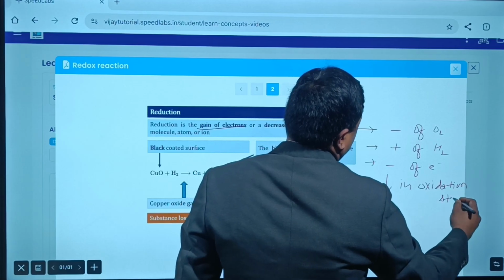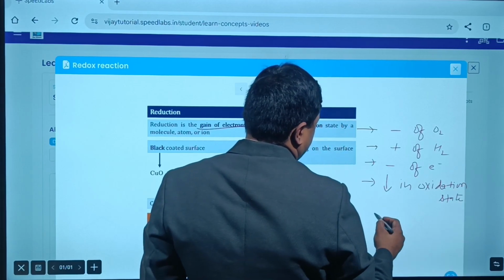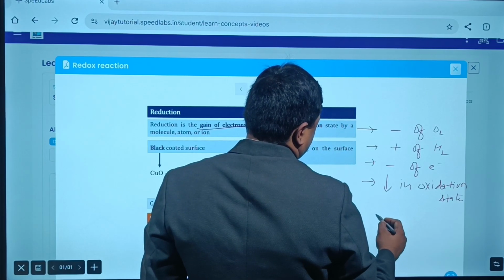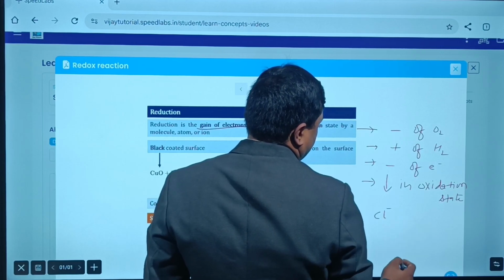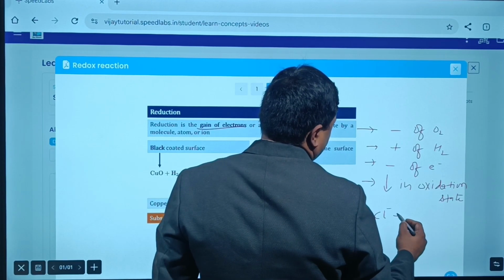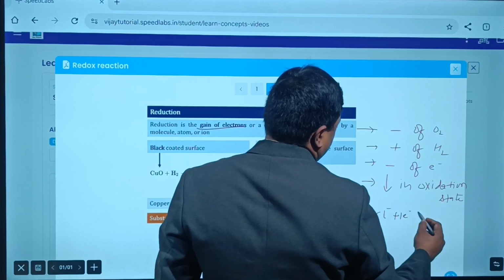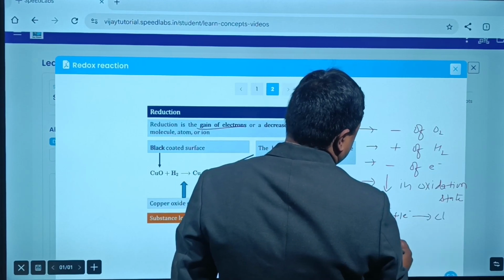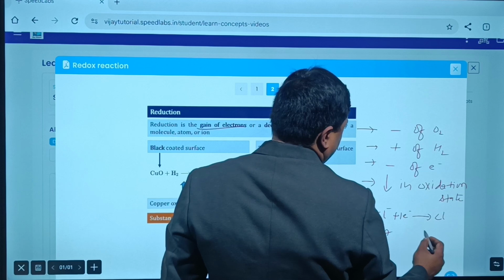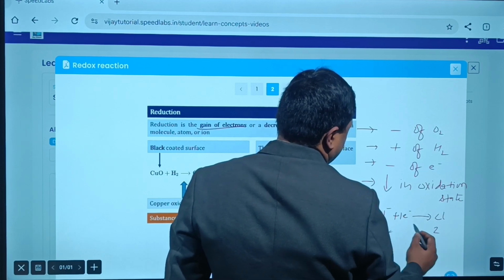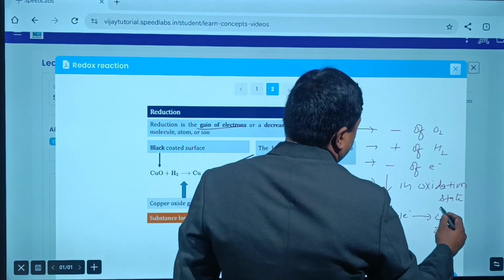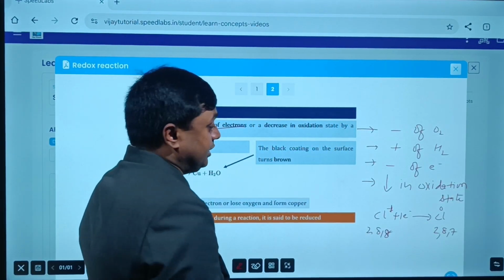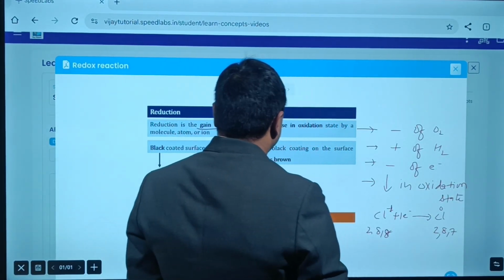For example, if you see Cl minus is there. Whenever Cl minus loses one electron, it becomes a Cl chlorine atom. Yes or no? 2, 8, 7. Here 2, 8, 8 is there. Here oxidation state is -1, here oxidation state is 0. So there is a change in oxidation state from -1 to 0.